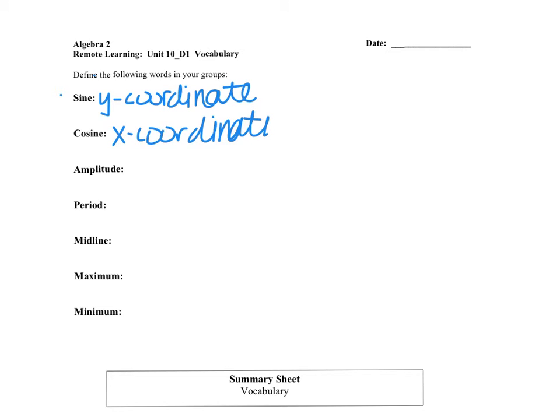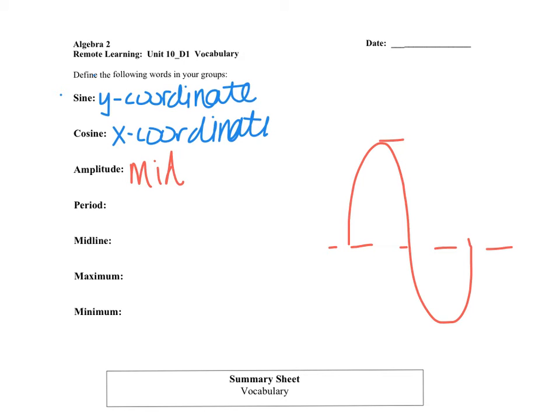All right, these next key features are all about specific parts of the graph. So an amplitude, and then we're talking about wave graphs when we're talking about these. So we can just look at that as one period of a wave graph. The amplitude is from the midline to the maximum. So let's go ahead and write that down. The amplitude is from the midline to the maximum, going vertically.